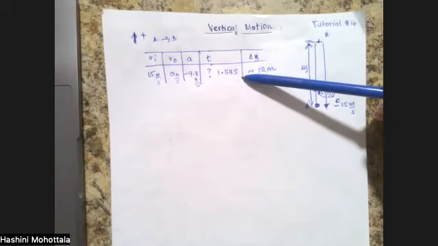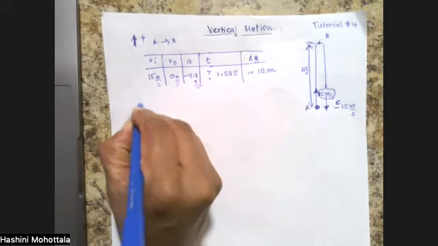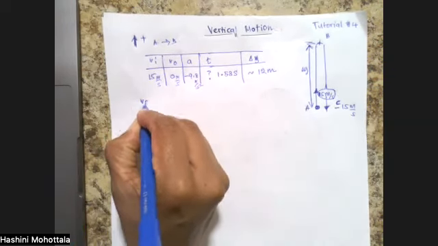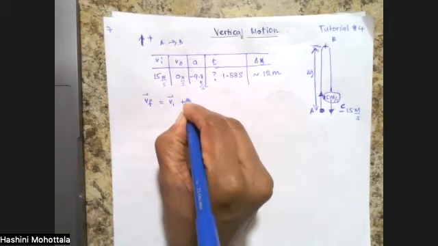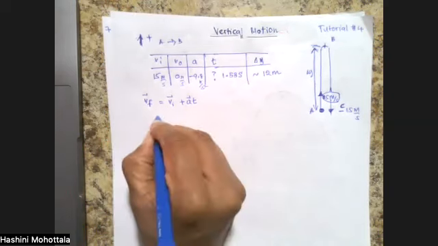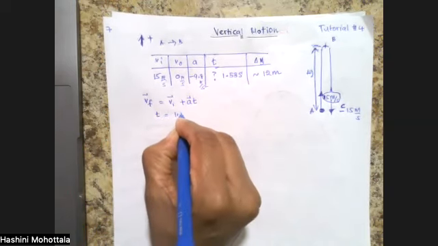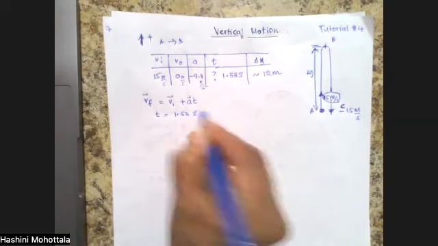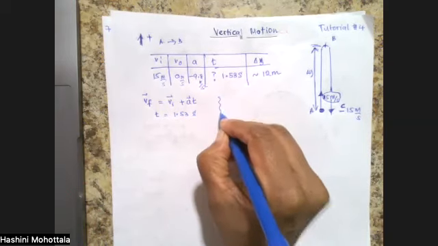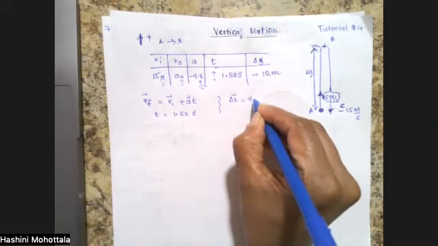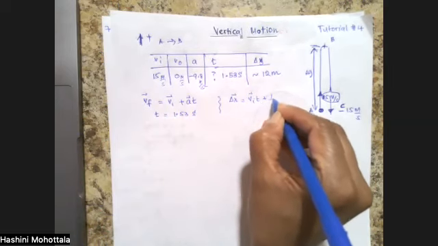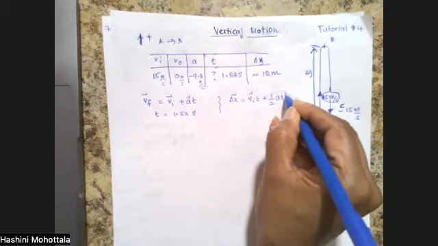So we used the equation V final equals V initial plus AT, and then we found that T equals 1.53 seconds. Check your notes, all right? And then we use the equation delta x equals V initial t plus 1/2 AT squared.